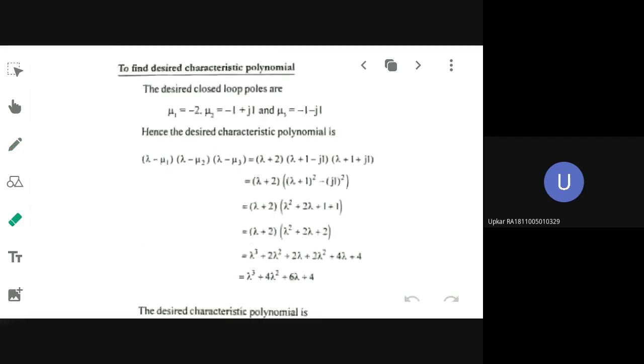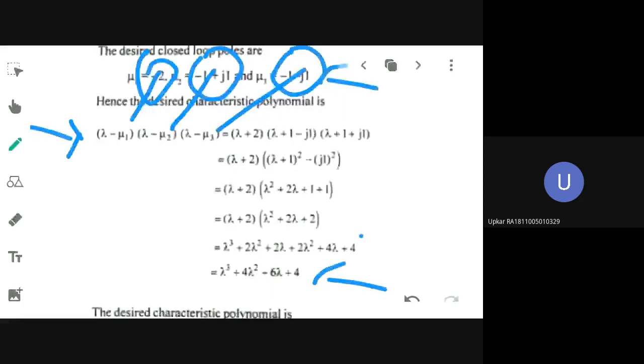The next thing is, as I told you, they have given 3 pole locations. What are the 3 poles that they asked for in the problem? You have to locate the poles at -2, -1 plus j1 and -1 minus j1. So this is mu1, mu2, mu3 that you have to consider, and you have to reframe the new characteristic polynomial in this fashion. You substitute mu1, mu2 and mu3 here, and you form the characteristic polynomial. So this is your new one, for which you have to locate the poles in the new positions, -2, -1 plus j1 and -1 minus j1.